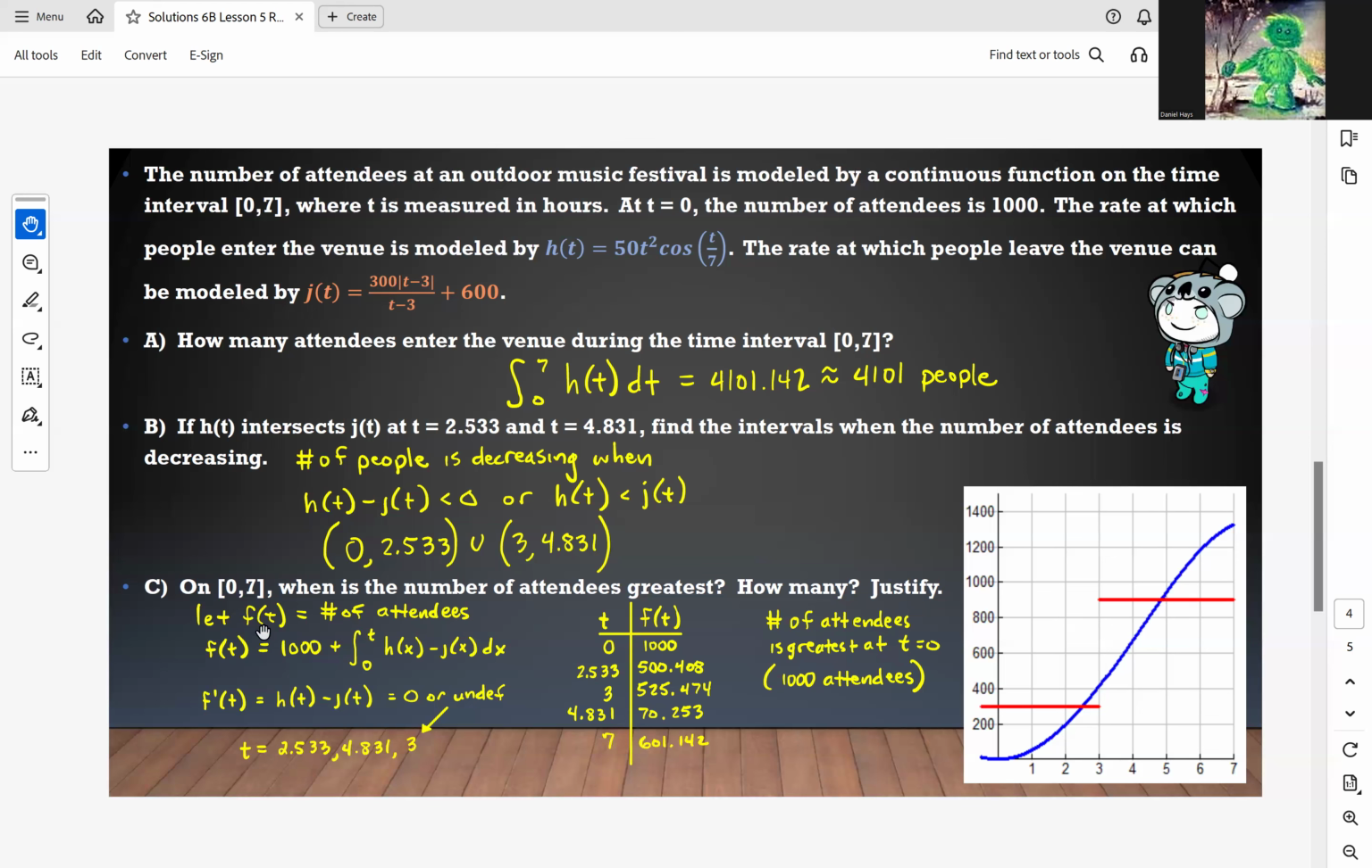I should pick a letter that hasn't been used yet in the prompt. There was an H, there was a J. Let's call this thing F. I'm going to let f of t represent the number of attendees at time t.